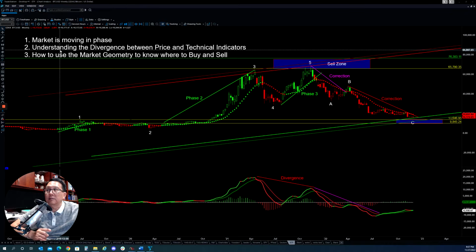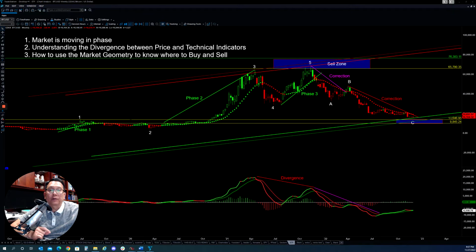That's number one. And number two, you need to understand the divergence between the price and the technical indicator, so that you can know where the end of the move is. And you need to know how to use market geometry so that you know where to buy and sell.